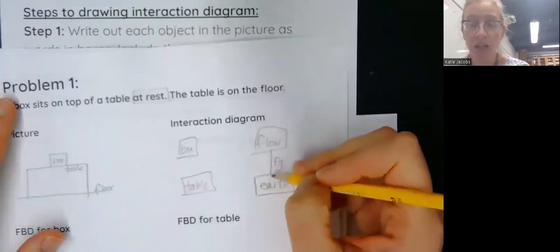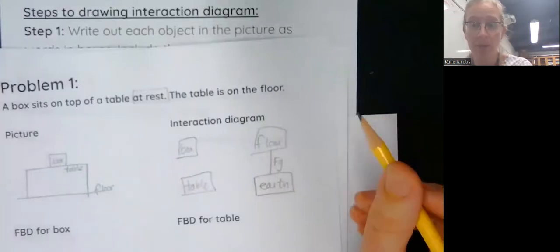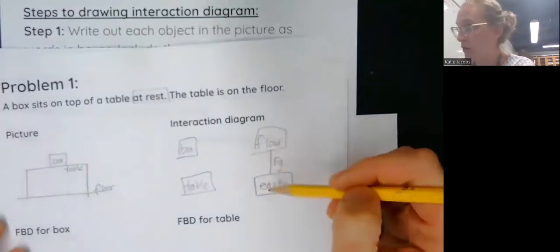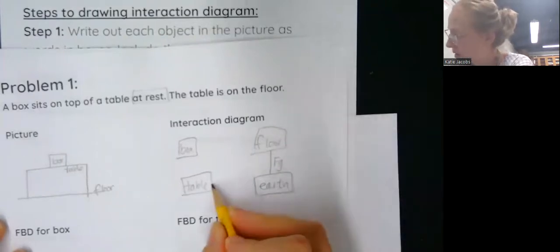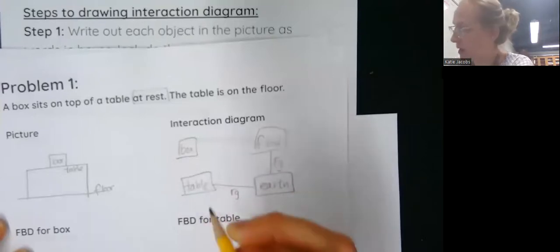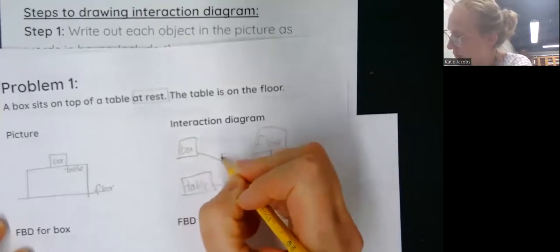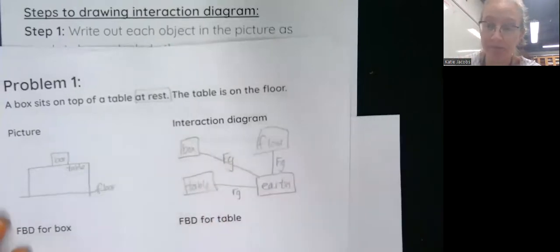Okay, that line cannot be an arrow because it's not a one-way force. It's a two-way force. It happens on both objects at the same time. The earth pulls on the floor, the floor pulls on the earth with gravity. There's also gravity between the earth and the table. And there's also force of gravity between the box and the earth. Box pulls on the earth, earth pulls on the box.